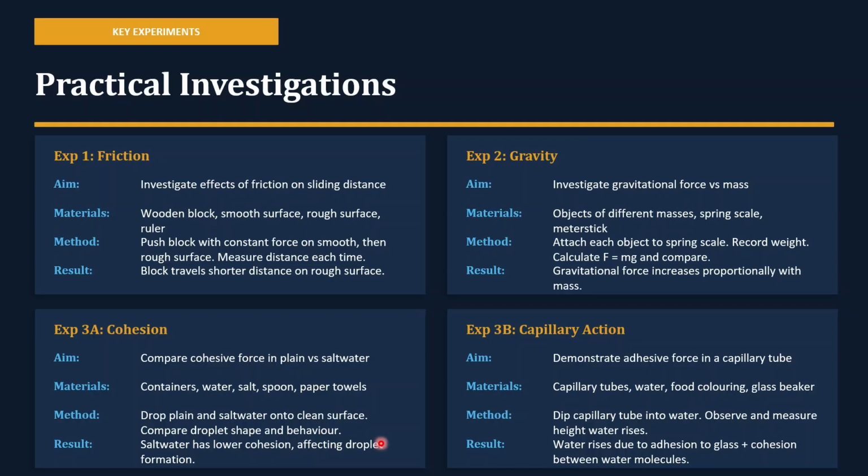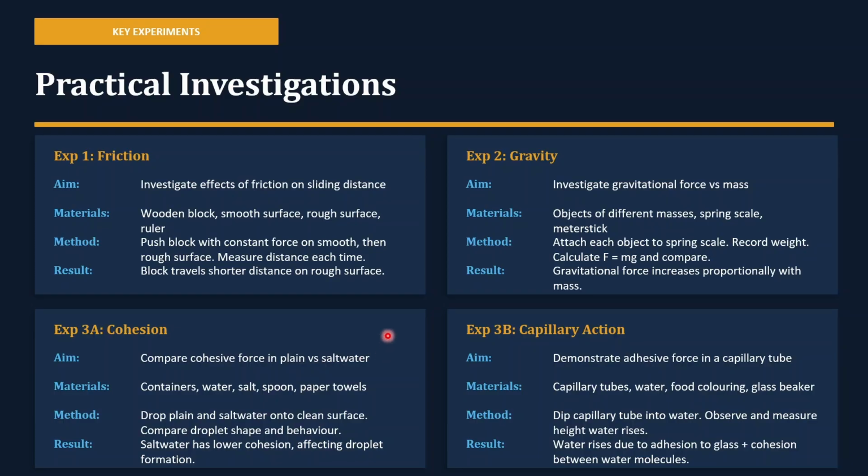Then we look at the second one, gravity. We want to demonstrate gravitational force. We can have two objects, one light and one heavy, and then we basically drop them. You realize that the heavier one will drop faster than the lighter one, and that is because gravitational force increases proportionally with mass. There are other reasons why that will also happen, but that's not the topic here.